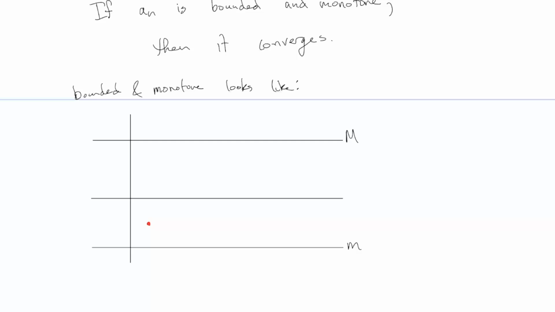But I'm going to draw them increasing every time, just because I have to draw monotone. That means either increasing or decreasing. I'm going to draw them as increasing. Well, okay, so I'm going to draw some dots. They got to go up every time, right? They got to go up every time, but they can never go above that line up there, right? The big M. What does that mean?